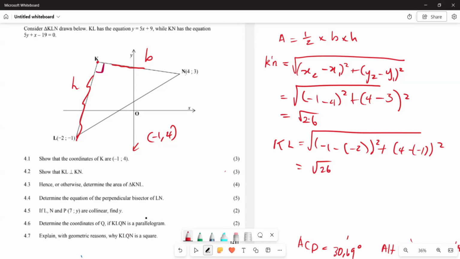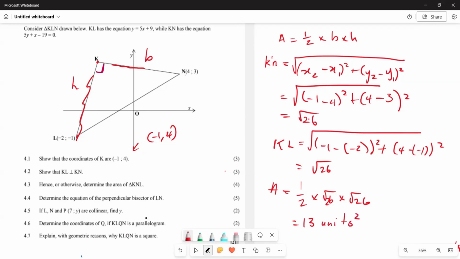And now from here, as soon as you have your root 26, both of these are equal. So you can literally just say our area is going to have the base as root 26 and the height as root 26. Can you see that? Then you are going to find the answer, which is the same as 13 units squared.